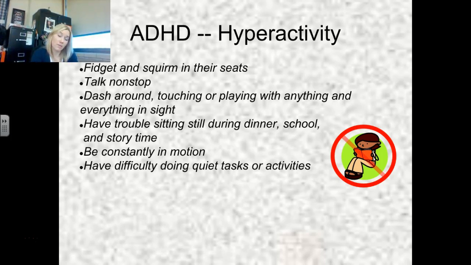Let's talk about the hyperactivity component. This is when you see the pen tapping, the foot tapping. They fidget and they squirm an awful lot, particularly in their seats. They just can't stop talking. Okay, they're people who are going to start trying to have conversations with the individual next to them, regardless of what is going on around them in the environment. They're going to touch things or play with things.